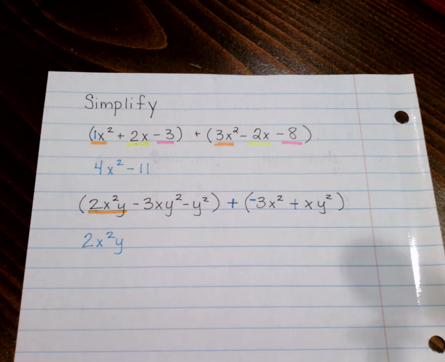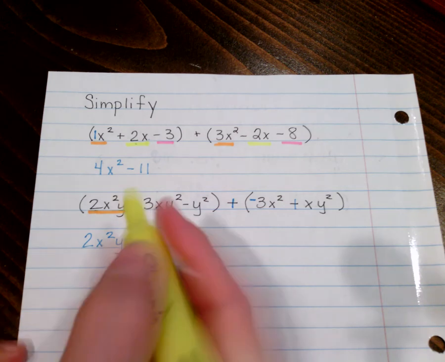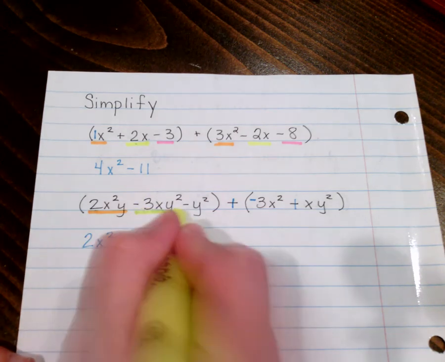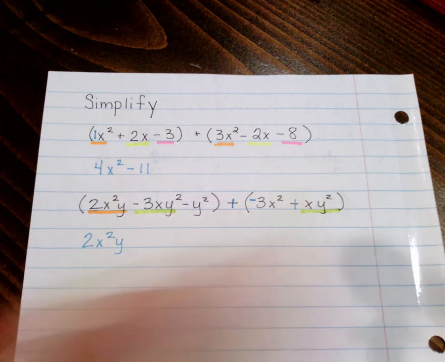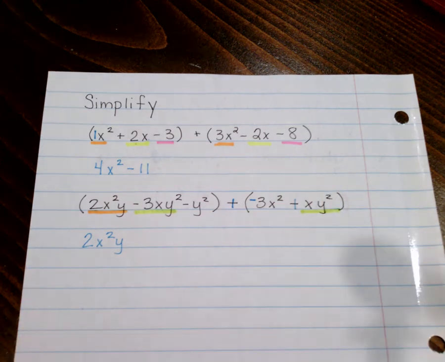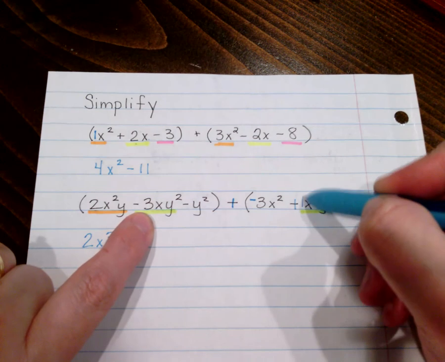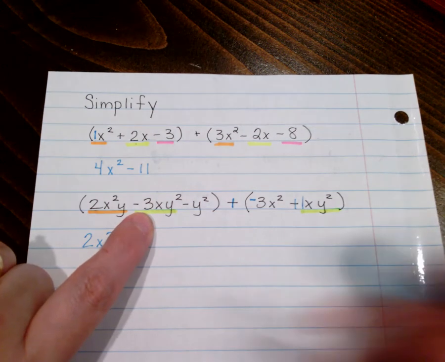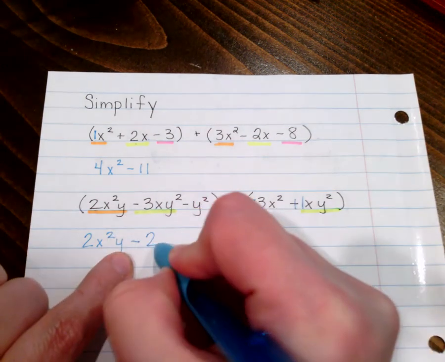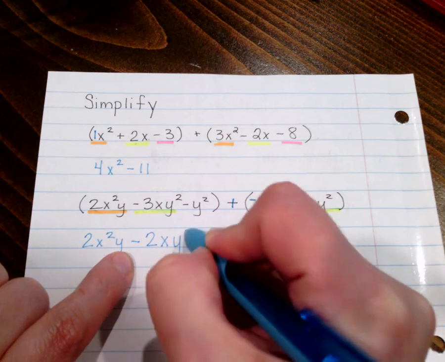All right, next, we are looking for a term that has x, y to the second. And I see one there. So in this case, we are adding negative 3 plus 1. So negative 3 plus 1 is negative 2 xy to the second.